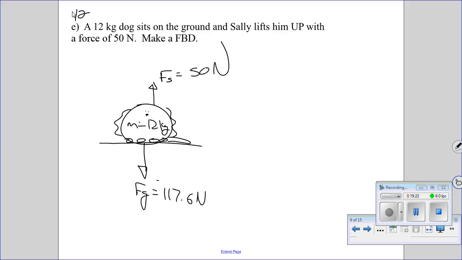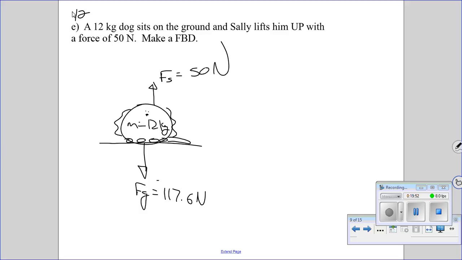So, what do you guys think? Say it again. How do we know if the dog is moving or not? That's a really good question. That is exactly the next question you should ask. Well, what's Sally trying to do to the dog, Dave? Lift him up, right? With 50 newtons worth of force, right? What's working against her? Gravity. How much gravity is it?